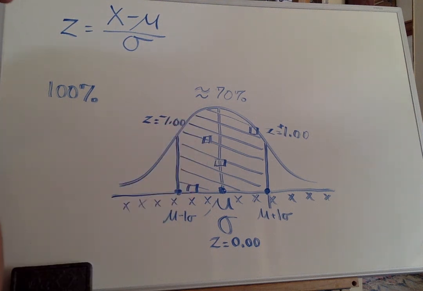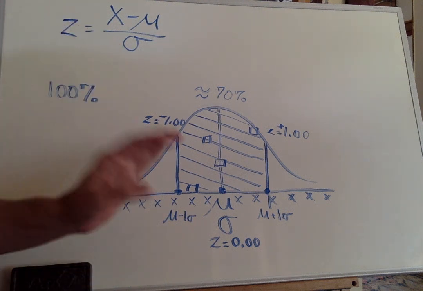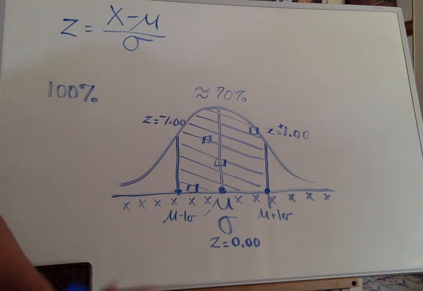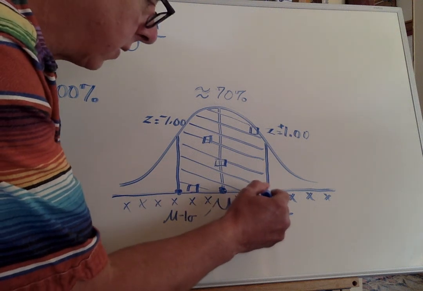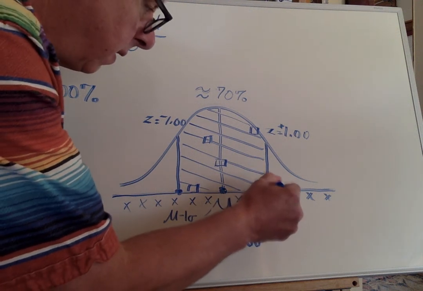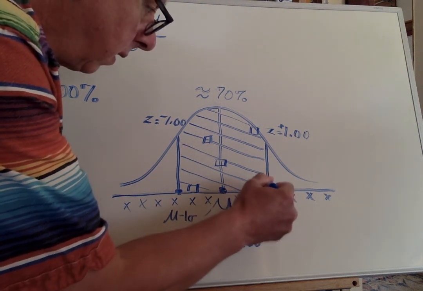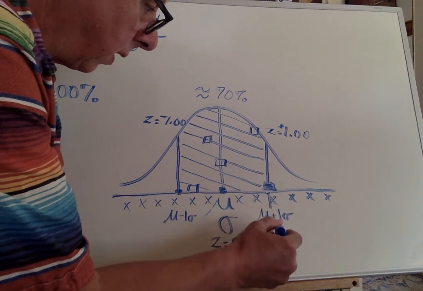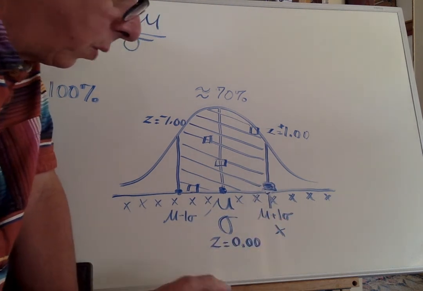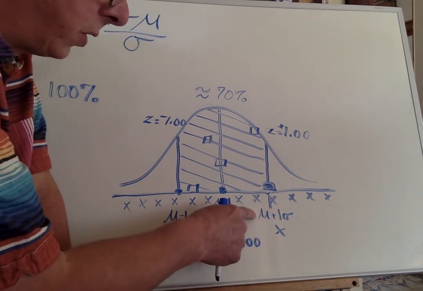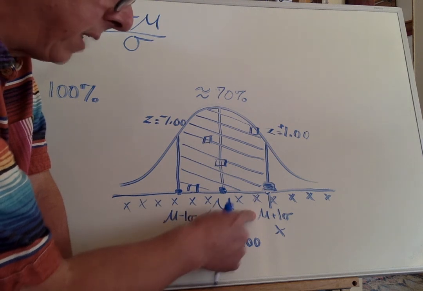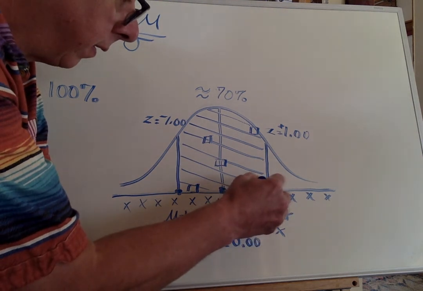Okay? So, now I have another question. Knowing this, let me ask you this question, because this right here is an X. This person has a score of X, whatever that is, which is one standard deviation above the mean right here. Okay?